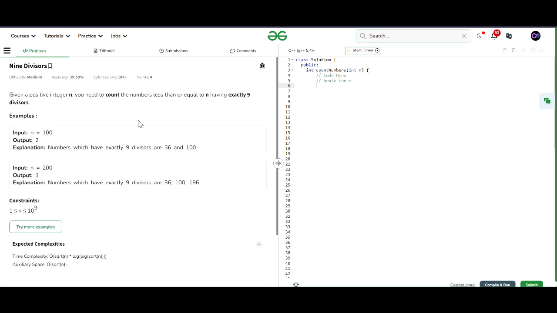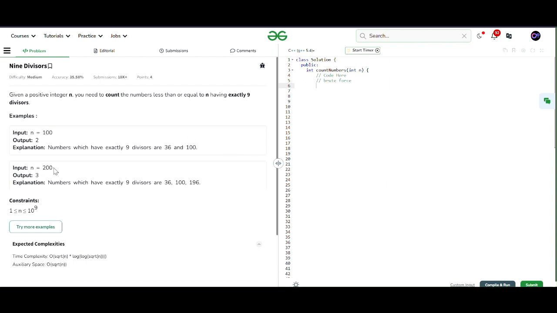Going to solve today's GeeksforGeeks problem of the day. Given a positive integer n, you need to count the numbers less than or equal to n having exactly 9 divisors. In the test cases, we are given n equals 100 and its output is 2, as there are two numbers, 36 and 100, which have exactly 9 divisors and are less than or equal to 100.